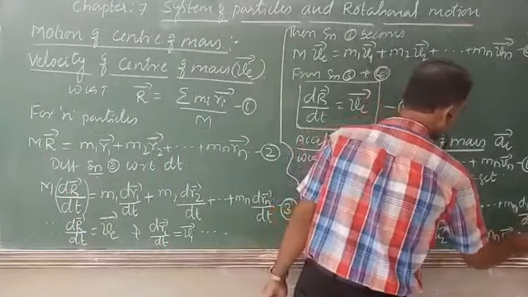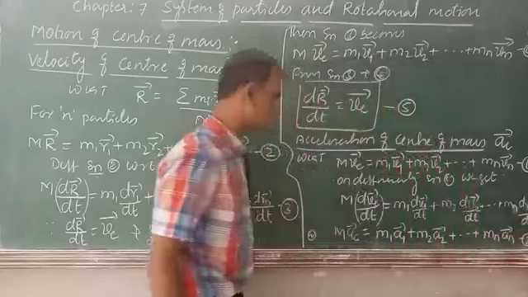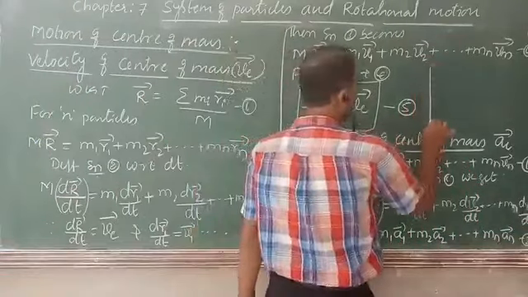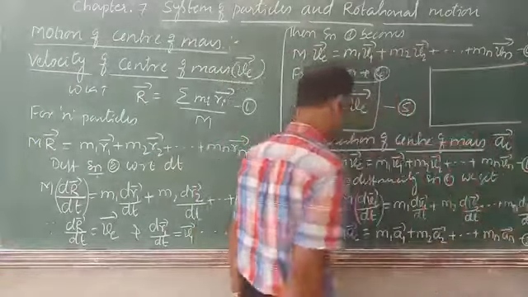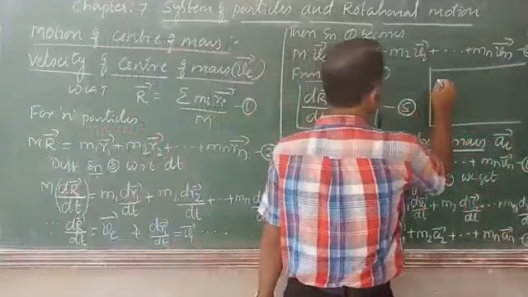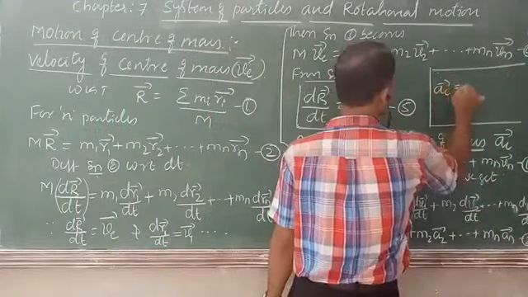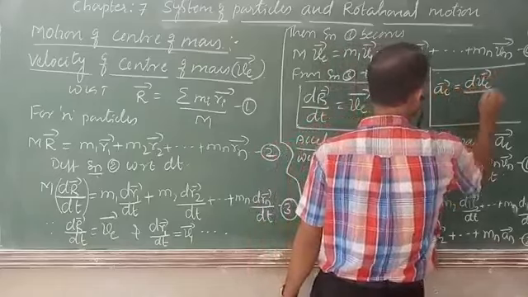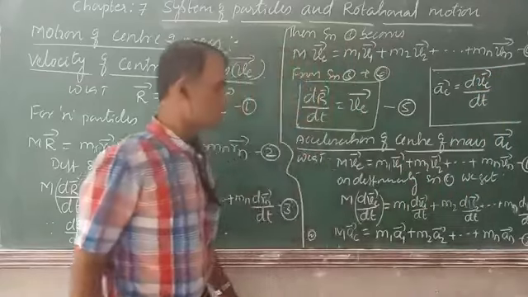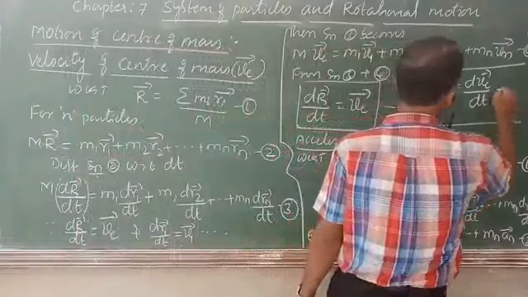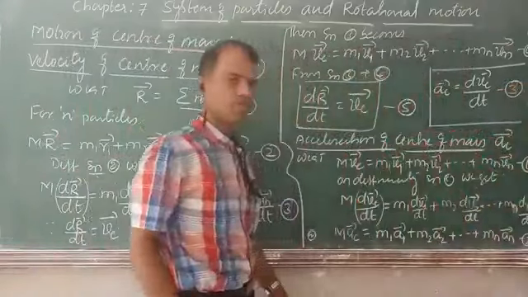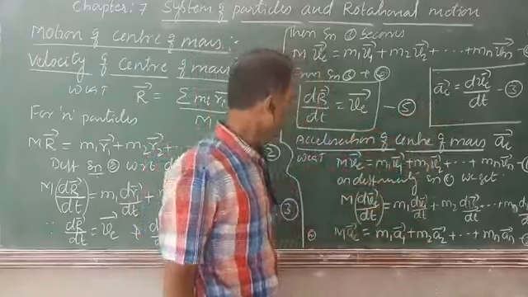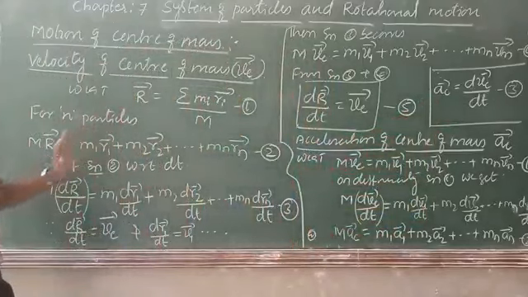So we call this equation 2 here. From this equation, what we can say is the acceleration of center of mass is equal to dvc divided by dt. So we got an expression for acceleration of center of mass, and we got an expression for velocity of center of mass.